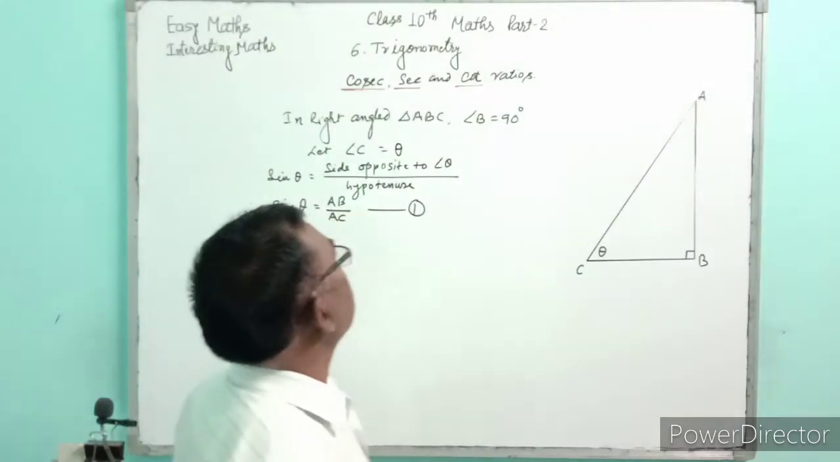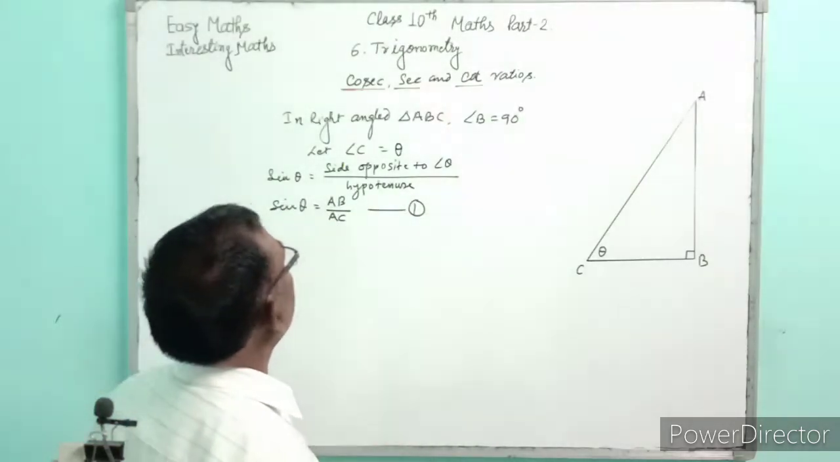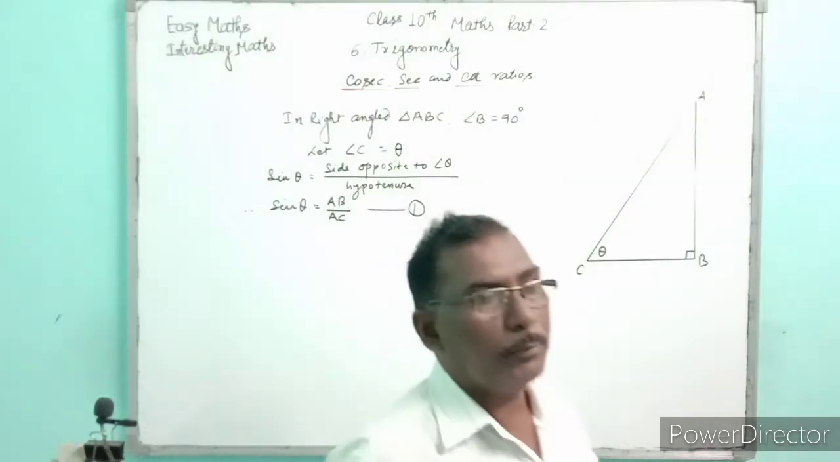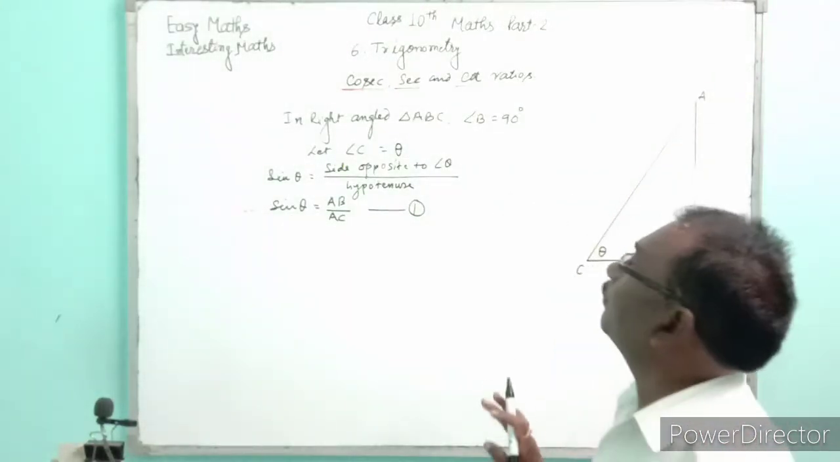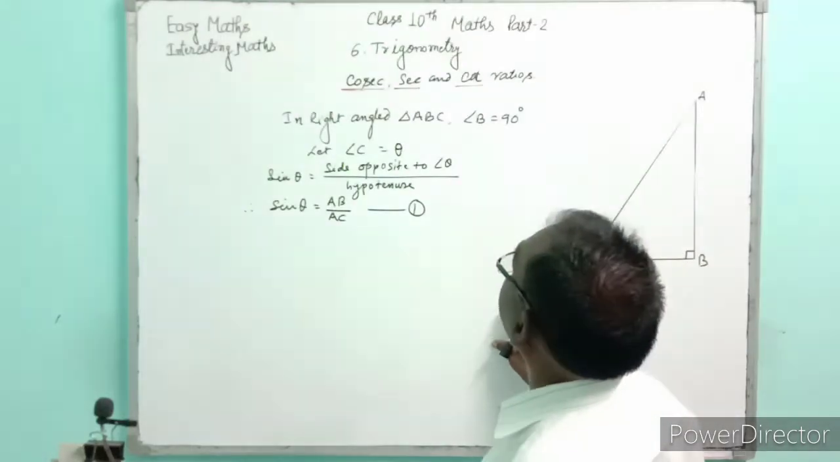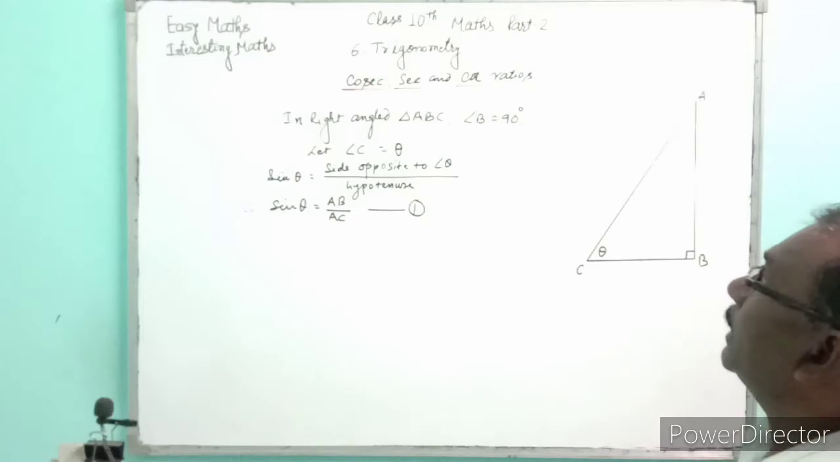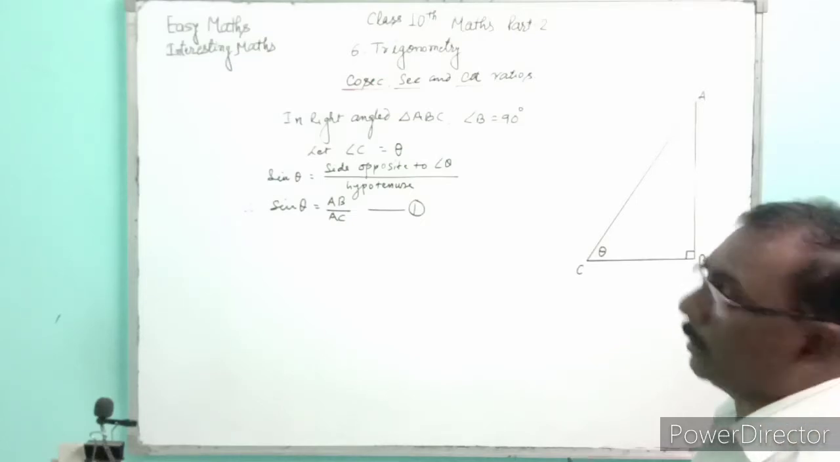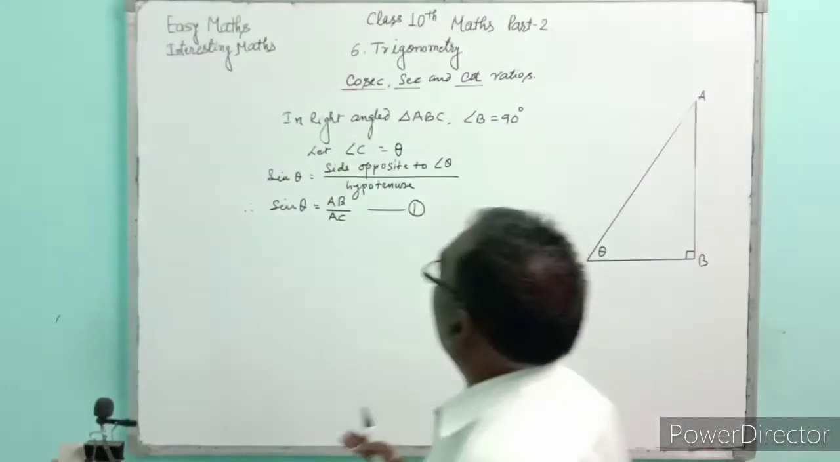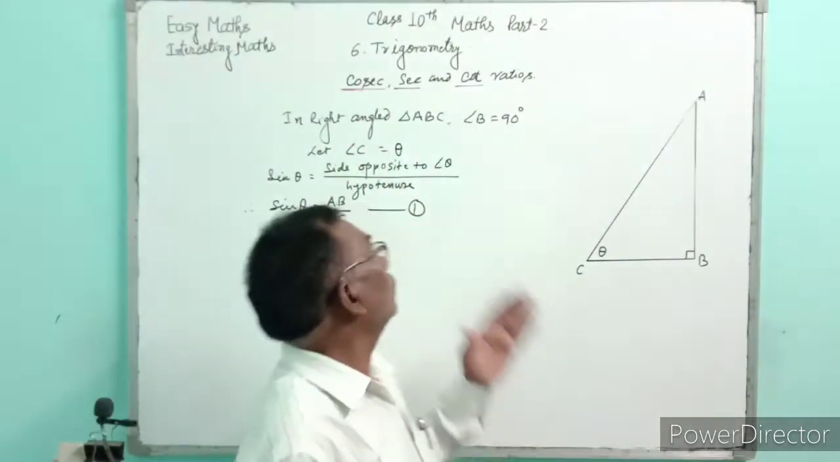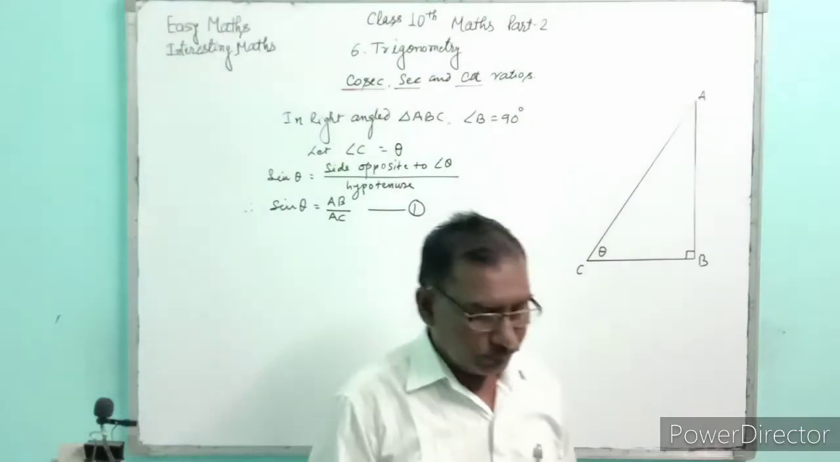Hello, good morning students. Today we are studying chapter number 6, trigonometry. In this trigonometry, today we are studying the cosec, sec and cot ratios. These three ratios are related to right angle triangles.